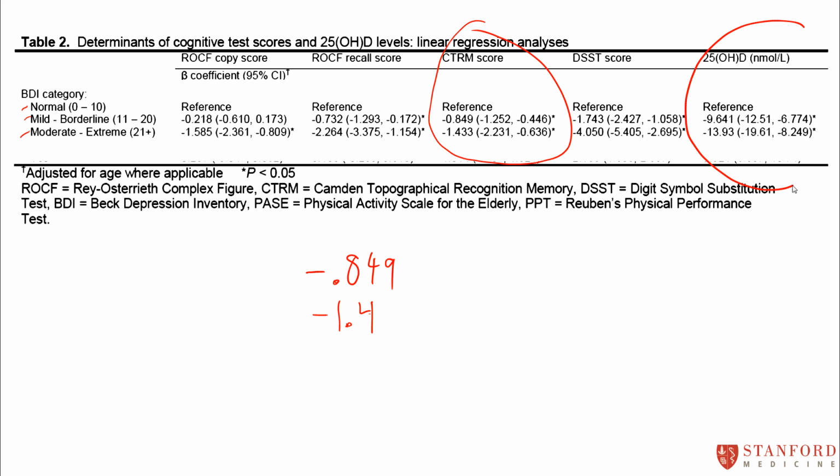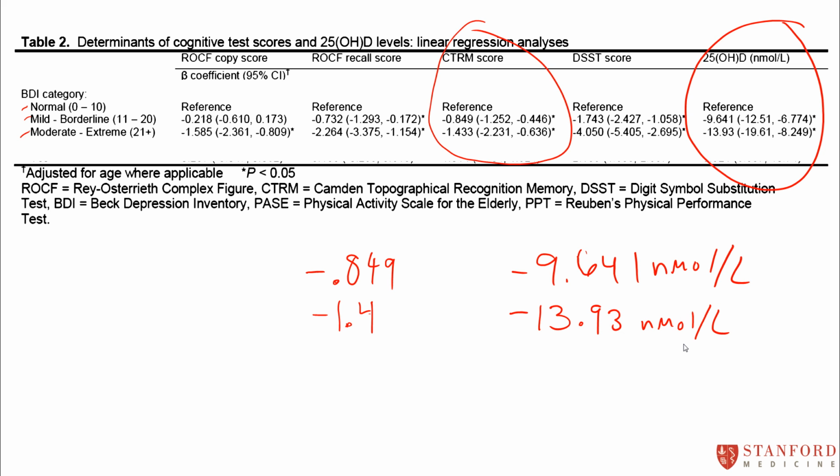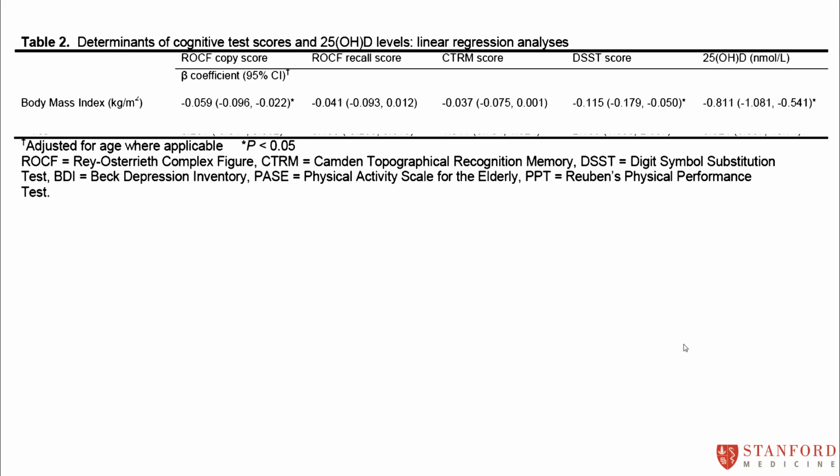Interestingly, let's look at the vitamin D models, where vitamin D is the outcome. If you're in the mild to borderline depression group, your vitamin D levels go down 9.641 nanomoles per liter. That's a pretty big drop in vitamin D with depression. And if you're in the highest depression group compared with normal, your vitamin D levels are 13.93 nanomoles per liter lower. So those are some big drops in vitamin D. Interestingly, if you're depressed, you're likely to have lower levels of vitamin D. You are also likely to have lower levels of cognitive score. So this is definitely a potential confounder here.